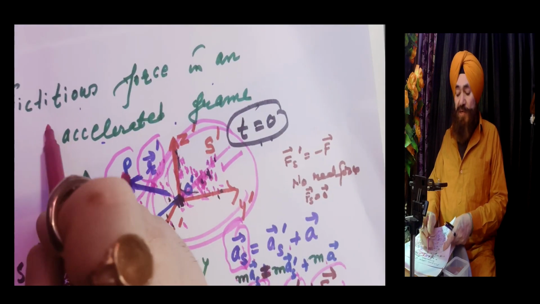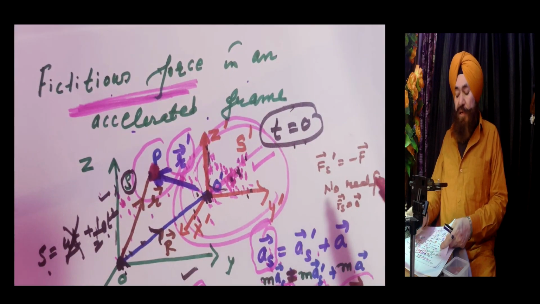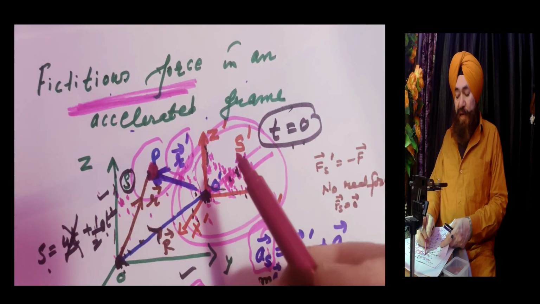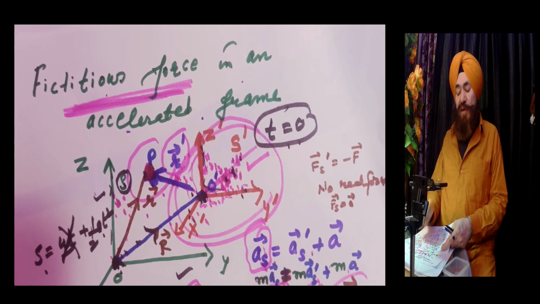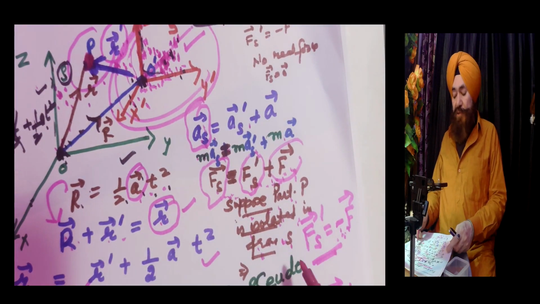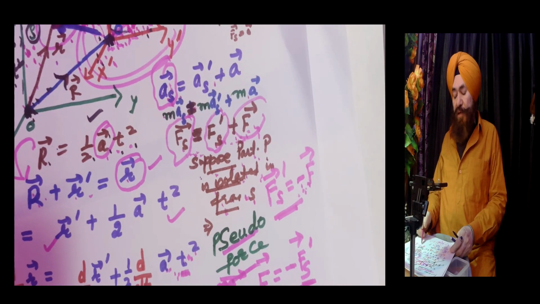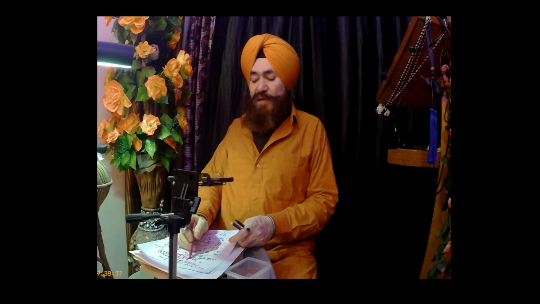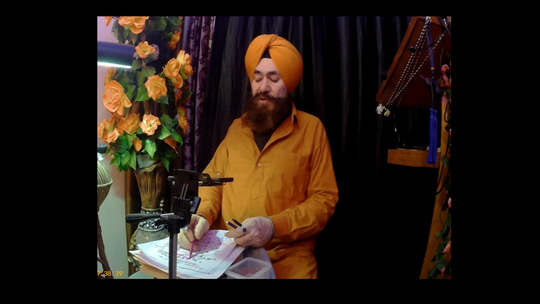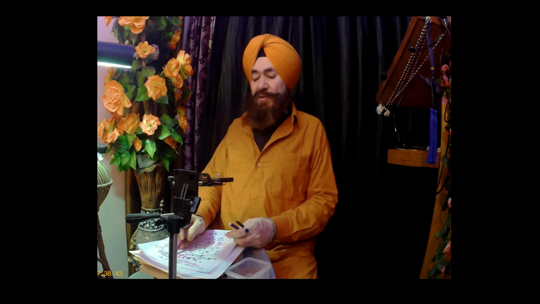This is a fictitious force, not the real one. It is originating because of the acceleration of this frame. So this is also called the pseudo force. So this is the basic concept. Sometimes a force appears which is not real, because of some space which is in acceleration.